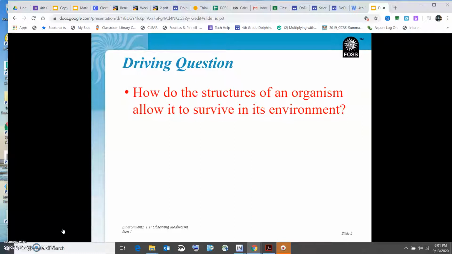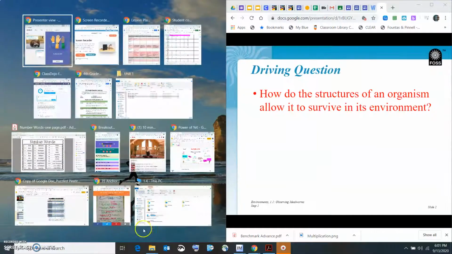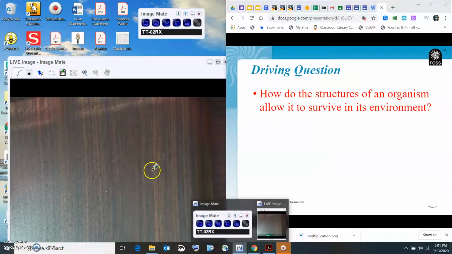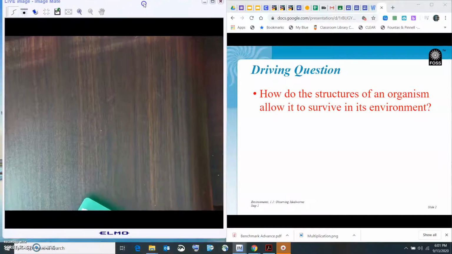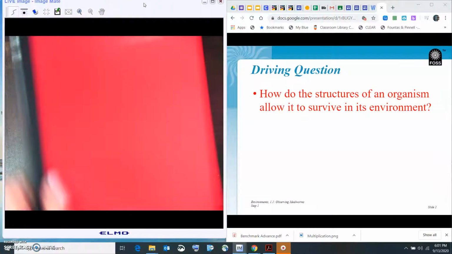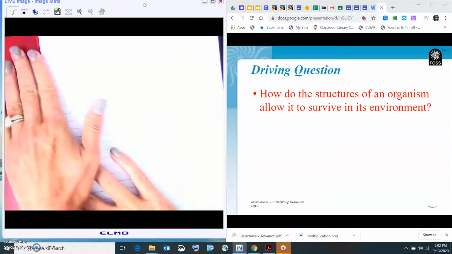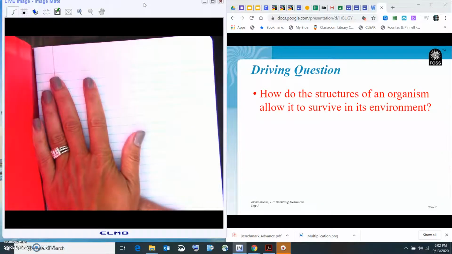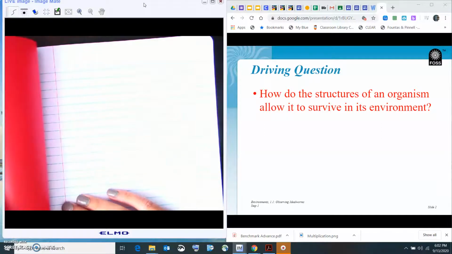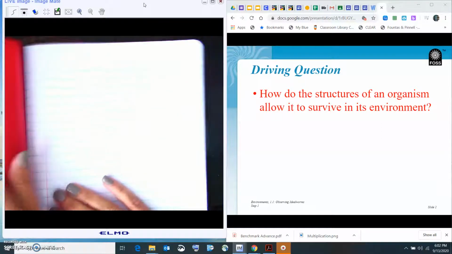So you will need a notebook for your science. And our question right now is, how do the structures of an organism allow it to survive in its environment? So we're going to break that down. So here's my science notebook, and I'm just going to turn it to our first page. Whatever notebook you choose for science is up to you. And we're going to write down our driving question.